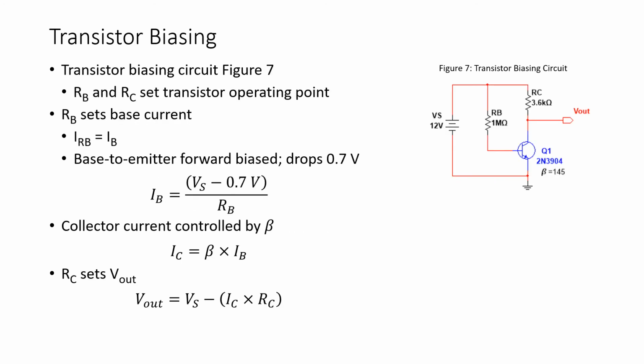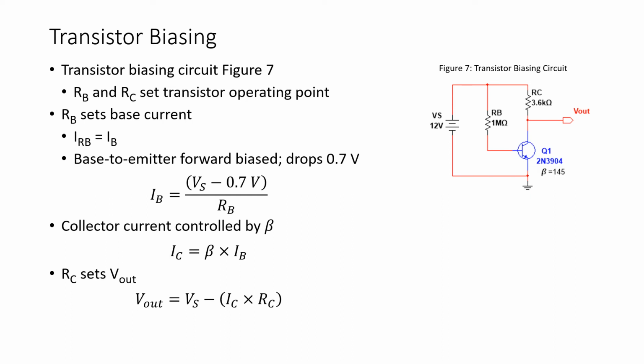Now, in order for our transistor circuits to function, they have to be biased. And what this means is that we have to apply an external voltage that sets up the operating point of the transistor. So we see a simple transistor biasing circuit in figure 7. We have a source voltage of 12 volts. We have a base resistor of 1 megohm, and we have a collector resistor of 3.6 kiloohms. And the output of this transistor circuit is the collector with respect to ground.